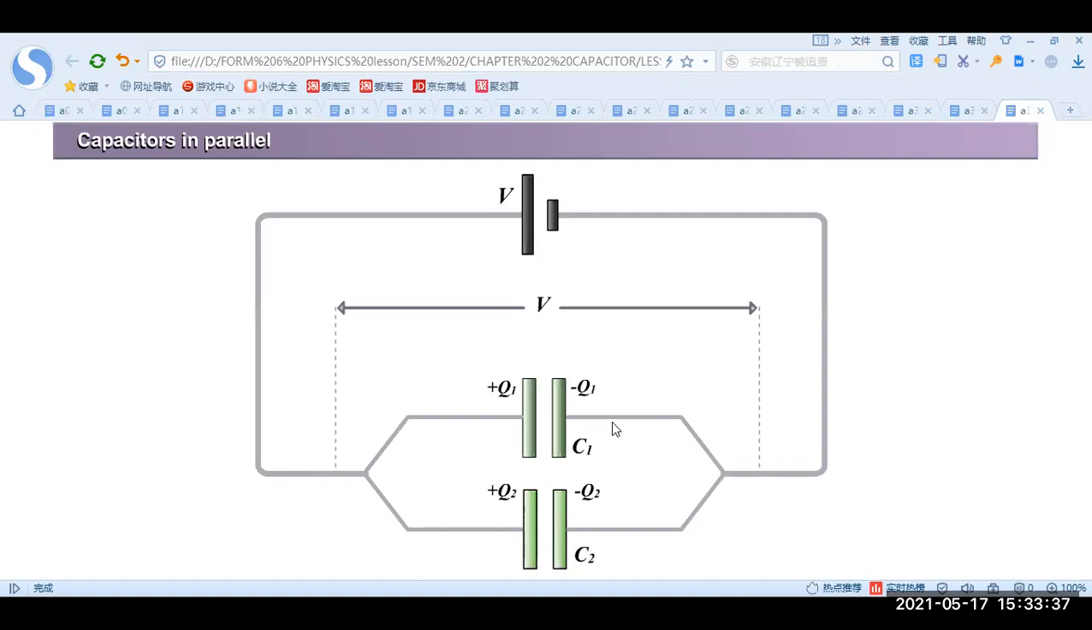Now, we look at here. What happens if we arrange the capacitors in parallel? If parallel, that means the voltage across them is equal. So what we can notice is that if this is positive, both sides are charged with positive. This side is the negative terminal, causing the right side of the capacitors to be charged with negative charge.